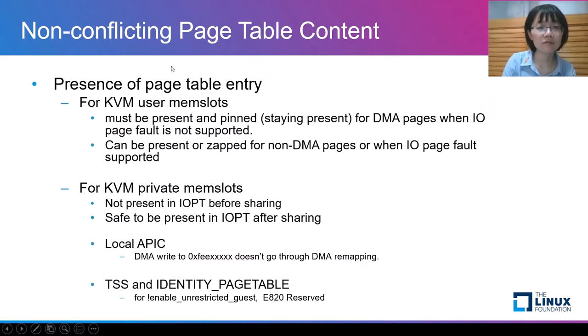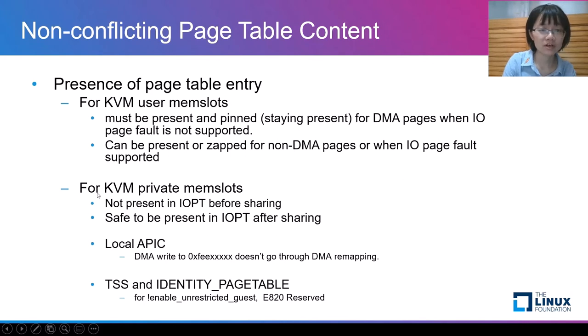For non-conflicting page table content, first we'll look at the page table entry presence. If a GFN of a page table entry belongs to a KVM user memory slot, this PTE must be present and pinned if the pages are used for DMA pages when the IO page fault is not supported. But if this GFN is not used for DMA purpose, or if the IO page fault is supported, then the PTE can be present or cannot be present.